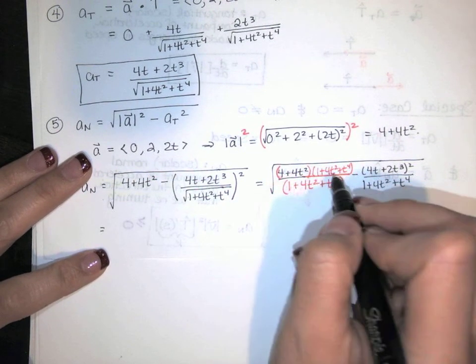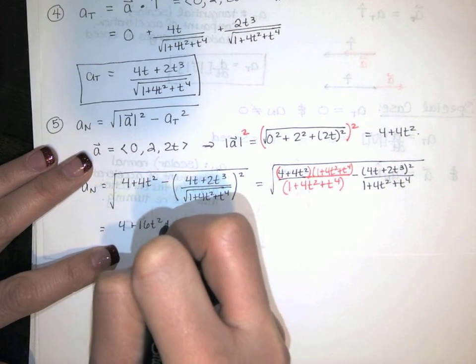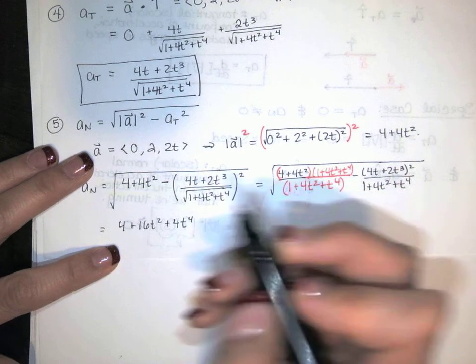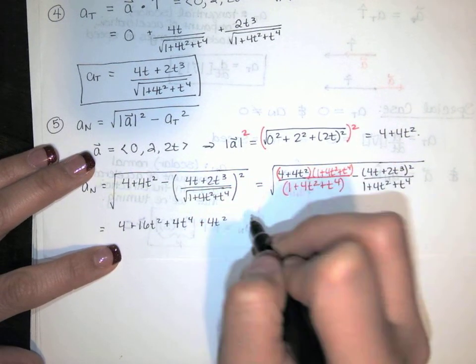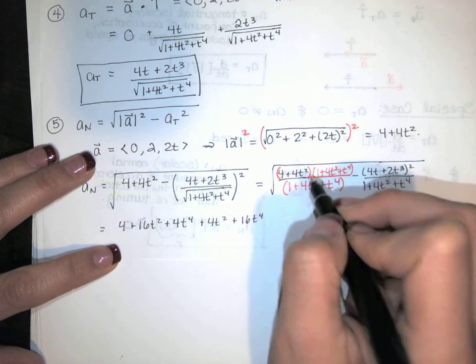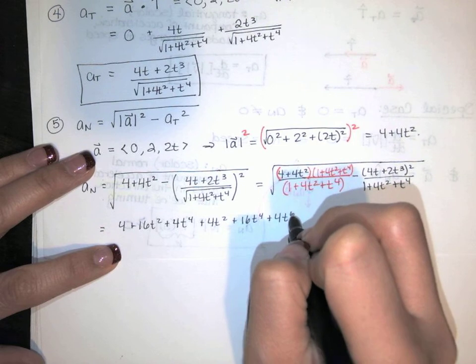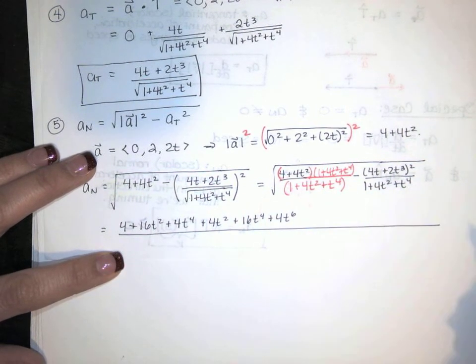If we distribute 4 times that polynomial, it's going to give me that. 4t squared times that polynomial. It's 4t squared times 1. 4t squared times 4t squared, 16t to the 4th. 4t squared times t to the 4th is 4t to the 6th. It's a lot. I know, I'm sorry.